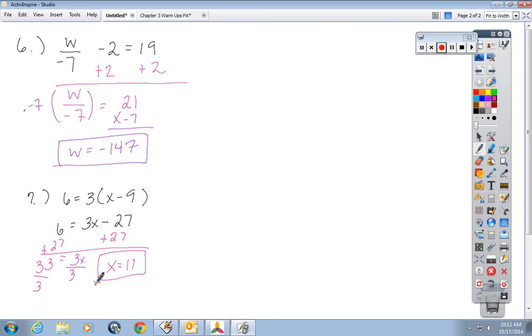Number 8. What would I do first? Distribute. So when I distribute, -2 times 6n ends up being -12n. And you've got to see here, you've got -2 times -5. So this becomes +10. Everybody follow me on that part?